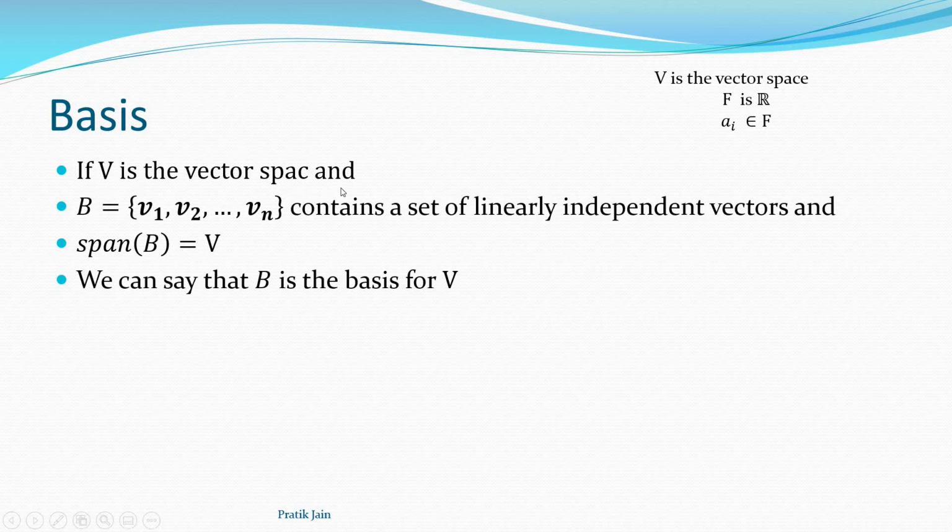So if V is a vector space, oh that's a typo over here, this is space. So if V is a vector space and B is a set of vectors which are linearly independent, so all these V1 to Vn are linearly independent vectors, and the span of B, so we know what a span is, the span is all linear combinations of these vectors, right? If the span of B is equal to V, the vector space, so these vectors span the entire vector space, then we can say that B is the basis for V. So that is what a basis is.